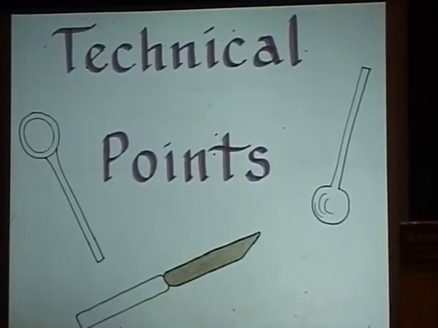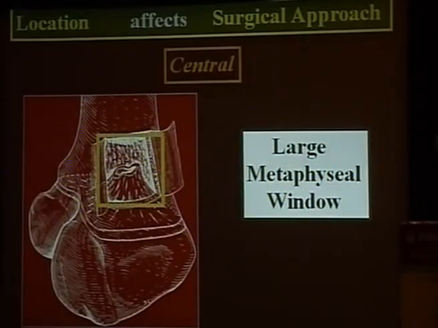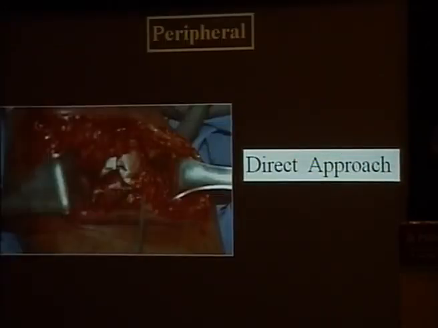Now, let's look at some technical points. In the central bridge, remember you need a large window, a large metaphyseal window. And remember that this physis has now become vertical instead of horizontal. So you've got to get a big window, and you have to look for the physis in the vertical plane, not the horizontal plane.